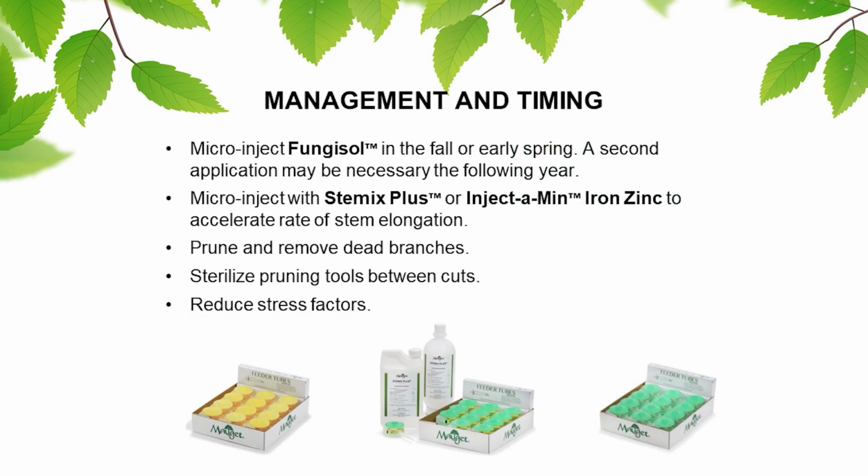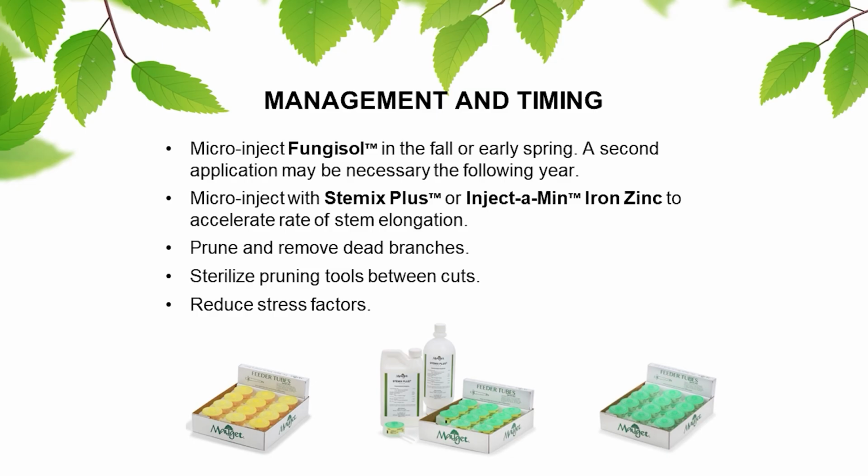Management and timing. Diplodia tip blight can be managed by microinjecting Fungisol in the fall or early spring. A second application may be necessary the following year. Microinject Stemix Plus or Injectamin Iron Zinc to accelerate the rate of stem elongation. Prune and remove dead branches. Sterilize pruning tools between cuts.